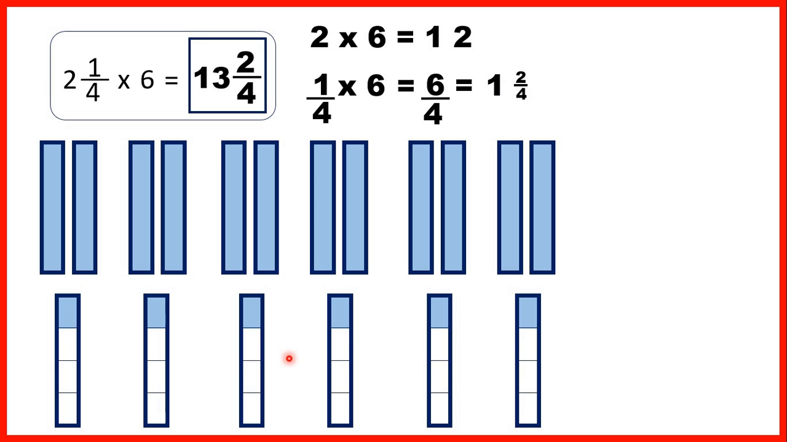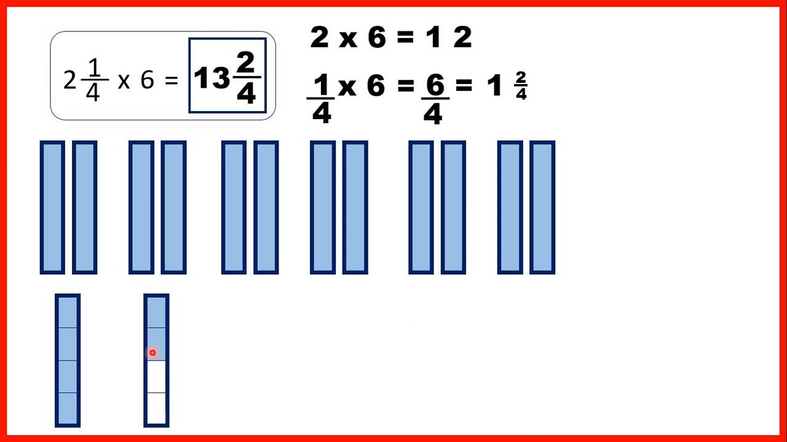And you can see, if we regroup these fraction parts, we now have lots of empty bars which we can just ignore, but for this first bar, the whole bar is shaded, so we have an extra 1 whole, and we have 2 quarters of another. So altogether we have 13 and 2 quarters. 13 because we have 12 here and 1 here, and we have our 2 quarters.